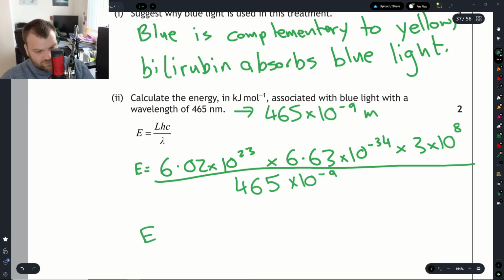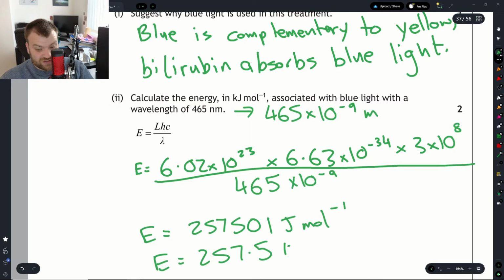This will kick out a value in joules, which we can then divide by 1,000 to get to our kilojoules answer. I'm going to let the calculator do all the heavy lifting in this question. That gives us 257,501 joules per mole. They want us to give it in kilojoules per mole, so divide by 1,000 to get your answer of 257.501, which you can give as 257.5 or 258 if you have it rounded.